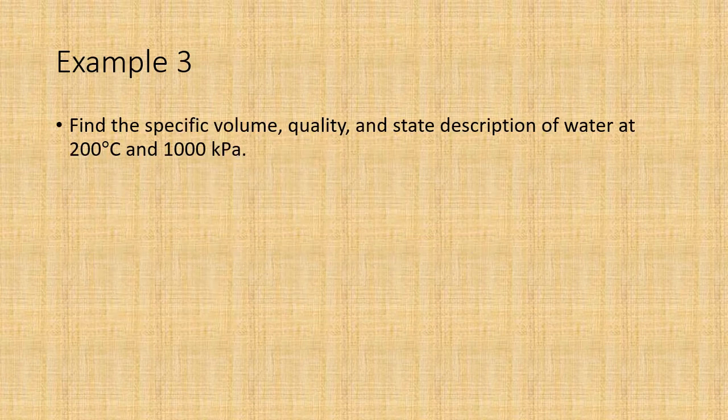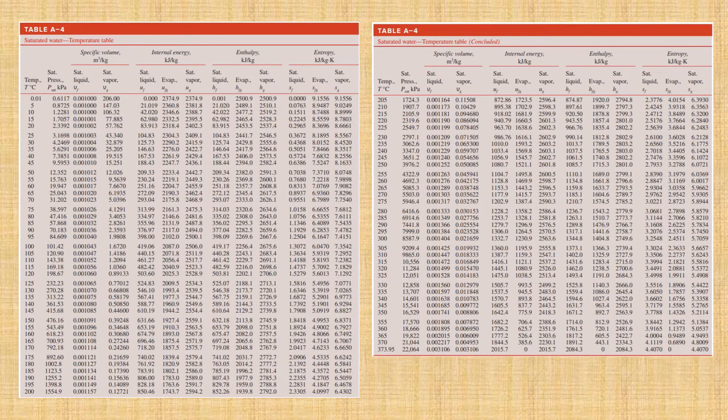Example 3. Find the specific volume, quality, and state description of water at 200 degrees Celsius and 1000 kilopascals. Don't forget to try the example first before looking at the solution. Alright, here is the solution. We are given the temperature and the pressure, so we should go to the temperature table first to find the state description. We will need to zoom in on this portion of the temperature table because it contains the given temperature in the first column. The portion of the table looks like this.